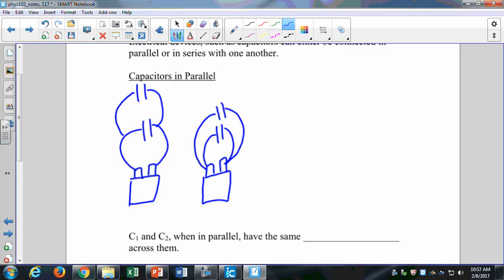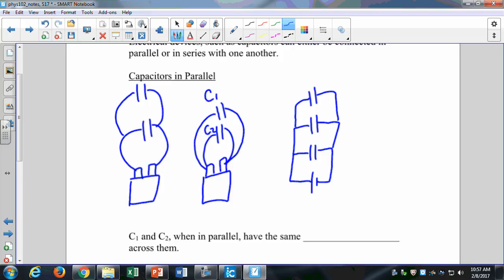The way that we would draw this as a circuit diagram, I'll draw my battery like this, a capacitor there, and a capacitor there. So those are my two capacitors and my battery. Those are two capacitors in parallel, but of course you can have as many as you want, on and on. Now, let's say that this is C1 and this is C2. When those two capacitors are in parallel, they have the same voltage across them.